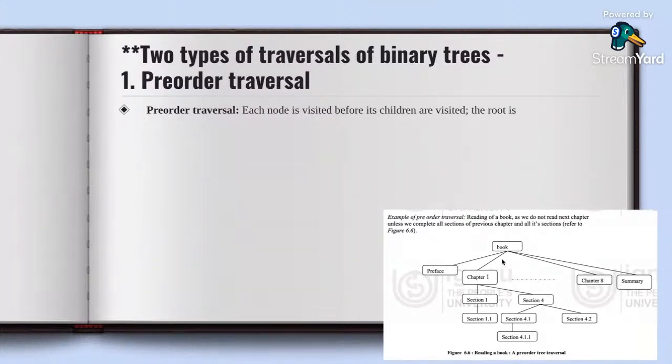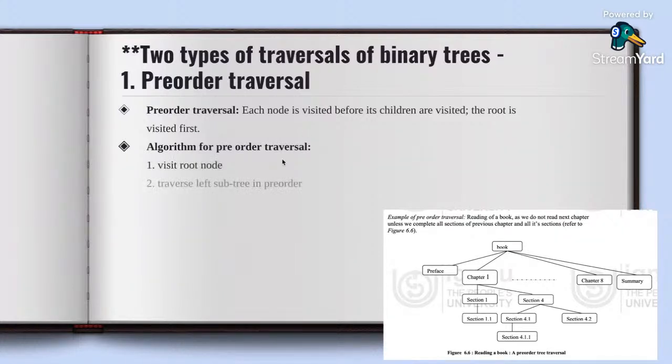So traversal means going from one node to another, right? Maybe for searching purposes or any other purposes, that's traversing within the tree. Pre-order traversal means each node is visited before its children are visited. You will visit that node, then you'll go to its children. The root is visited first. You start from the top and go downward.